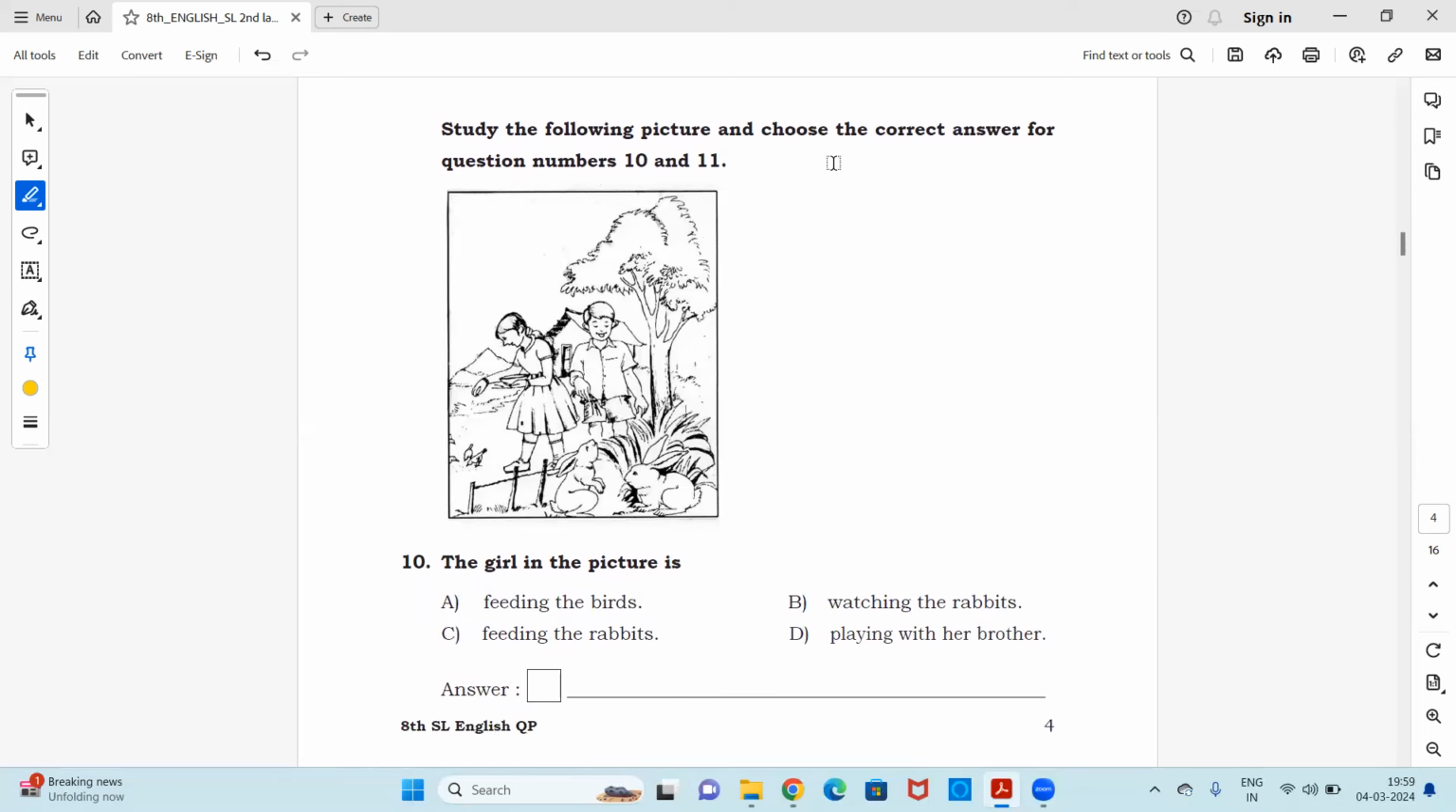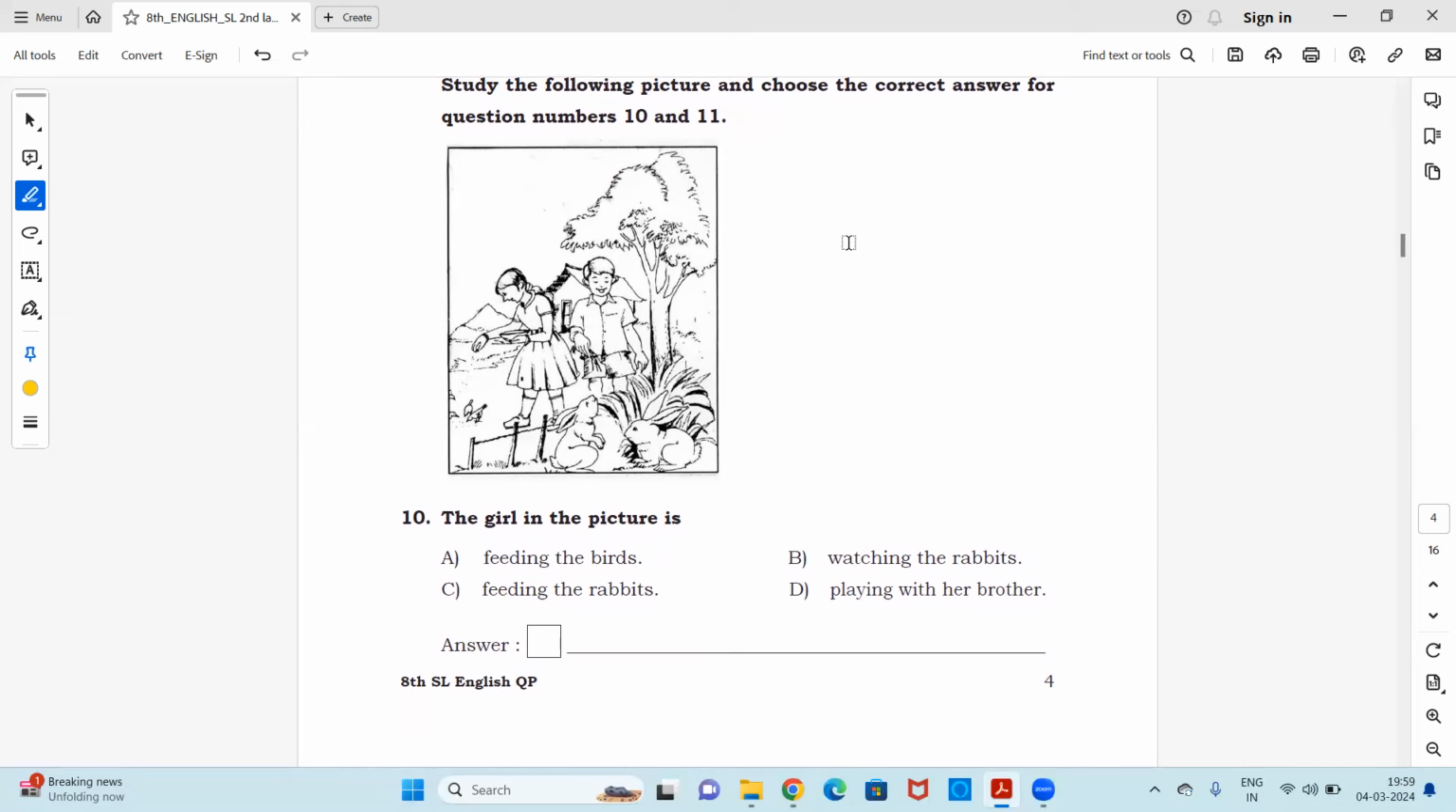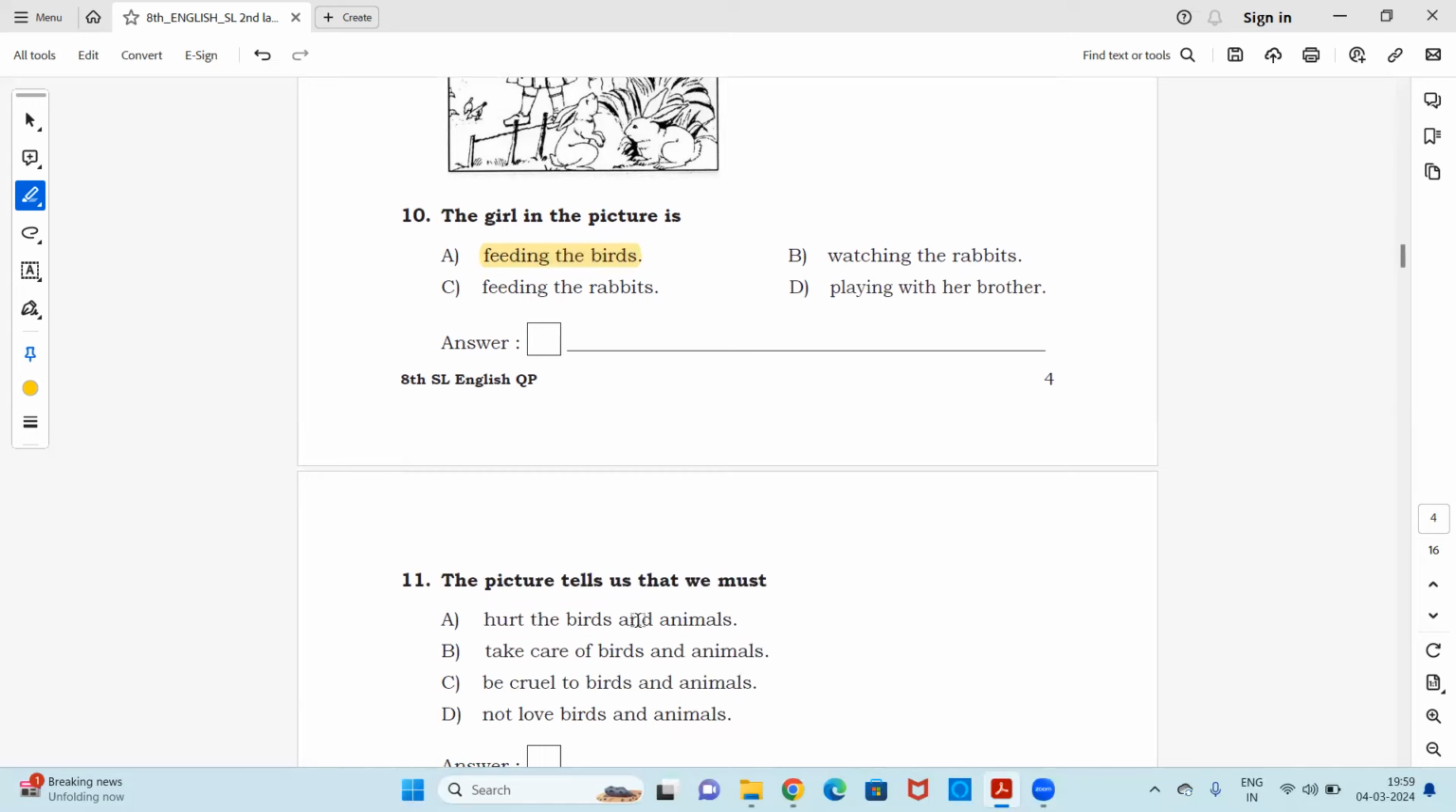Next, study the following picture and choose the correct answer. Okay, for number 10 and 11, you can see the picture. The girl in the picture is Dash, feeding the birds, feeding the rabbits, watching the rabbits, playing with her brother. You could see that she is feeding the birds. So you could write option A as the right answer.